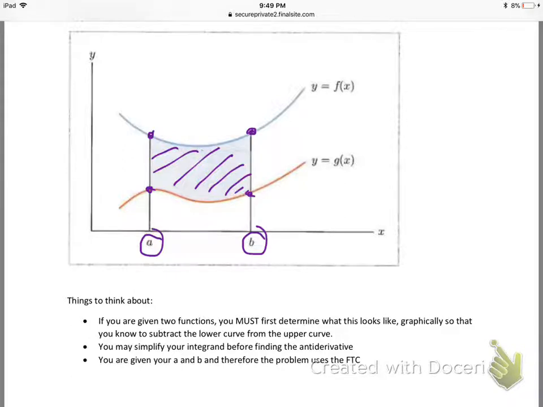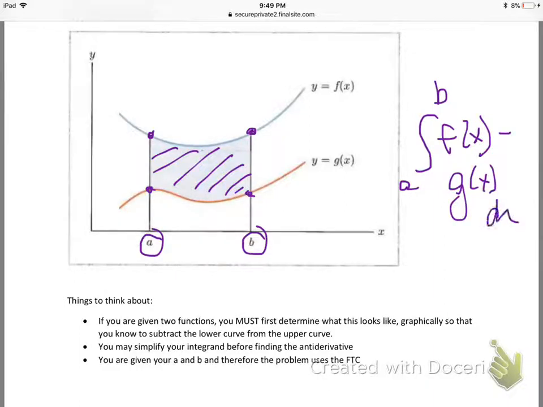That's going to be an area, and it's going to be an integration, because that's what integration is. So the endpoints are a and b. And looking at this picture, I would take the f of x, and I would subtract away g of x, and then I would have the dx right there. So that's the shortened view of that problem.